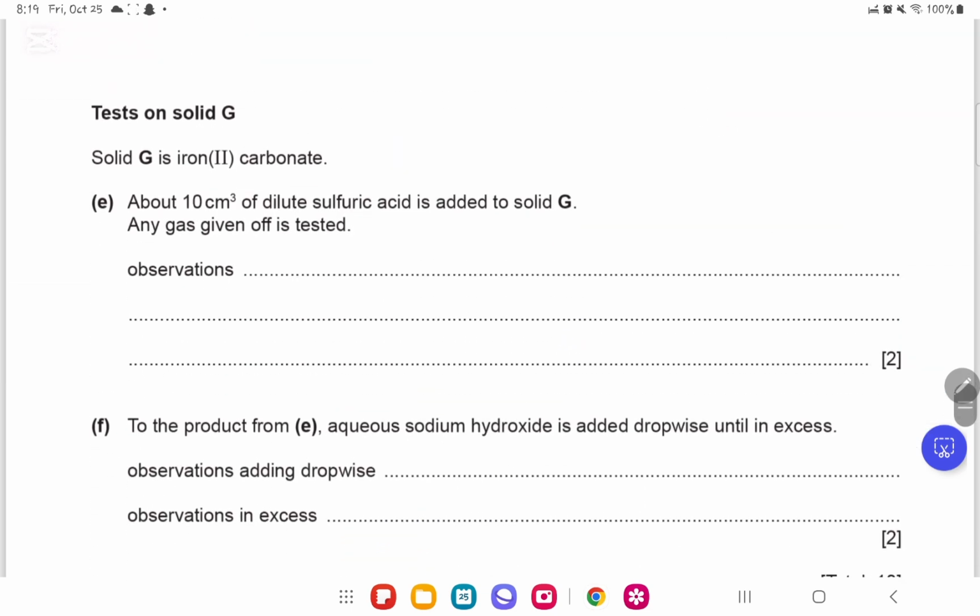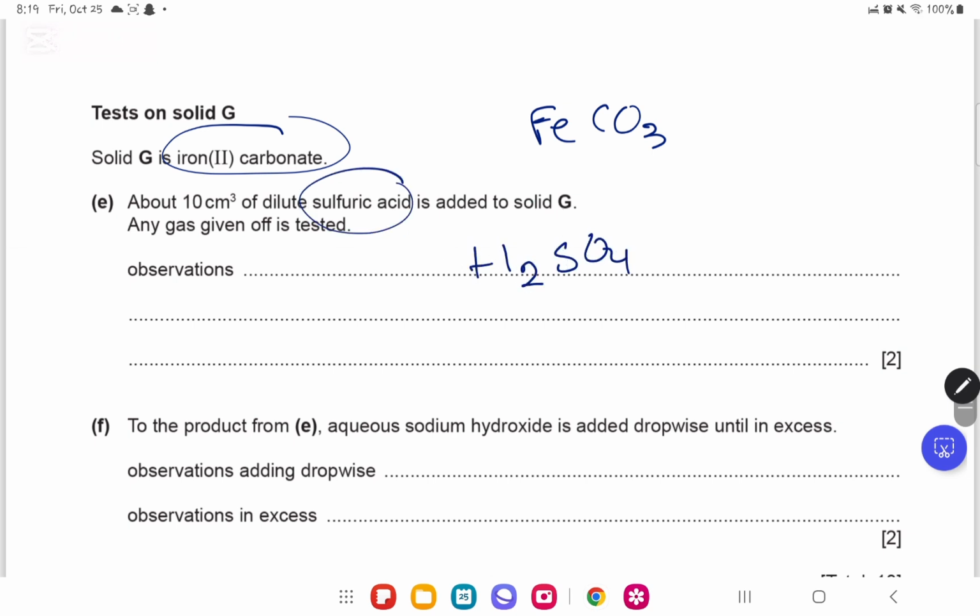So now, solid test on solid G, we have iron 2 carbonate. So I believe it is FeCO3. About 10 centimeters cubed of dilute sulfuric acid is added to solid G. So they added what? They added sulfuric acid, which is H2SO4. We need to see the observation. Since we're adding an acid to FeCO3, let's take its ions. The ions are Fe2 plus and CO3 2 minus.